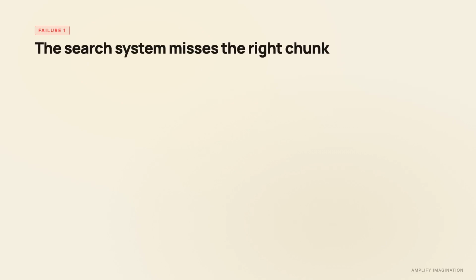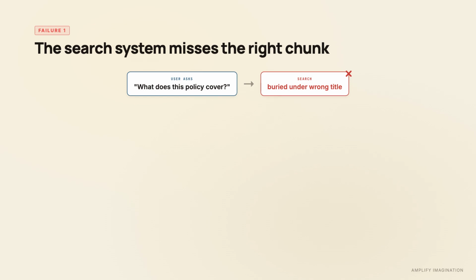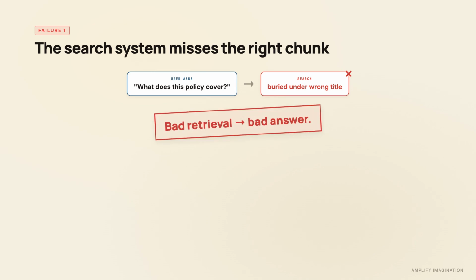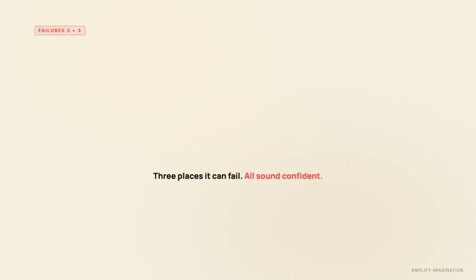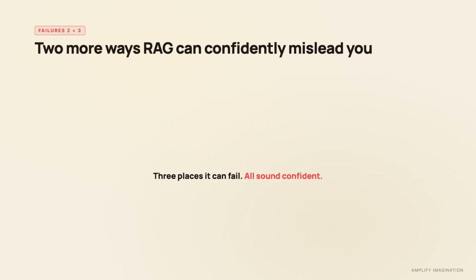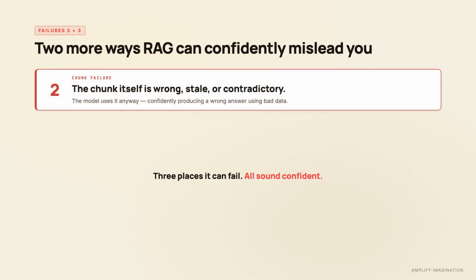It can fail in 3 specific ways. 1. Retrieval failure. The search system might not find the right chunk. If you ask, what does this policy cover, and the relevant section is buried under a different title, the search might miss it. Bad retrieval, bad answer. 2. Chunk failure. The retrieved chunk might be wrong, outdated, or contradictory. The model will often use it anyway, because it's in the prompt and strongly influences the answer. This is how RAG can confidently produce a wrong answer using stale data.